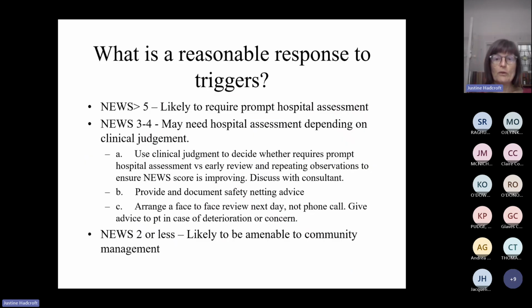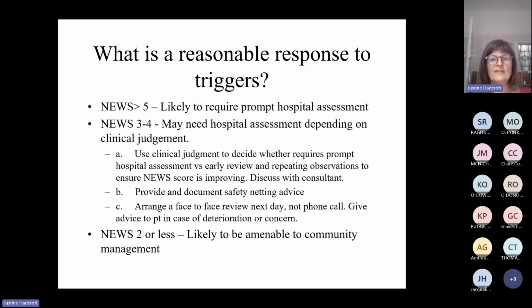So what's a reasonable response to triggers? NEWS of more than 5, they probably need to go to hospital unless you're absolutely sure that there's no sepsis there. Between 3 or 4 might need hospital assessment. I think it depends on what the patient's normal NEWS is, how different it is to usual, what the individual changes in each of the parameters are, what the patient looks like. Is the patient drowsy? Is the patient hypoxic? Is the patient breathless?